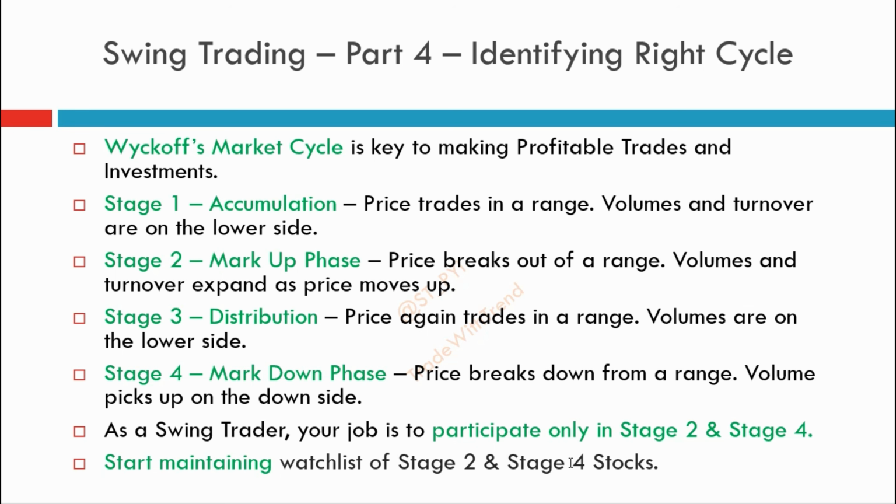So when you conduct a top-down analysis and you find that the broader market trend is up, you would immediately refer to the stage 2 watch list. And in case you do a top-down analysis and see that the broader market trend is down, sector trend is down, then you simply refer to the stage 4 watch list. Now, this is why it is extremely important that you follow this step. Number 1, participate only in stage 2 and stage 4. And number 2, start maintaining a separate watch list of stage 2 stocks and stage 4 stocks.